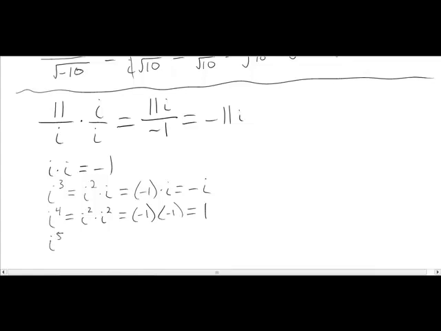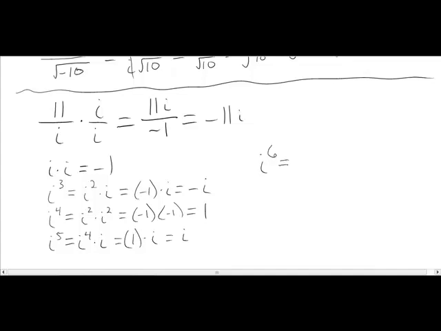i to the fifth can be rewritten as i to the fourth times i, right? Of course it can. And i to the fourth is just 1, so we have 1 times i, or i. Interesting! So you're saying i to the fifth is the same as just i to the first. Yes, I am. What about i to the sixth?